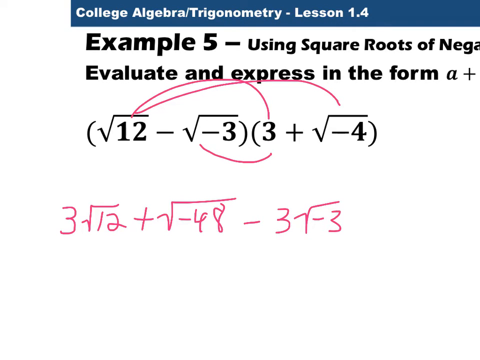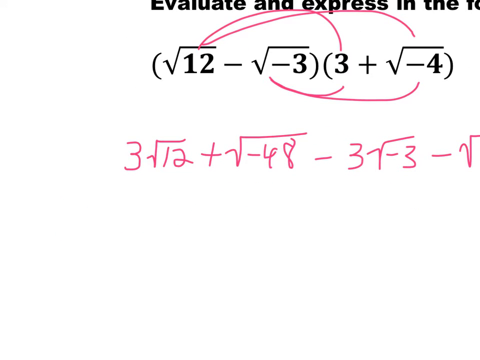Good. And then I have minus, what's negative 3 times negative 4? Positive 12. Good. Now, your goal here is to simplify. I have a radical 12, a radical 48, and a radical 3. What do you think the common radical is going to be? 3. So just take your time. Let's go through this. I can break down 12 into the square root of what and what? 4 and 3. Good.